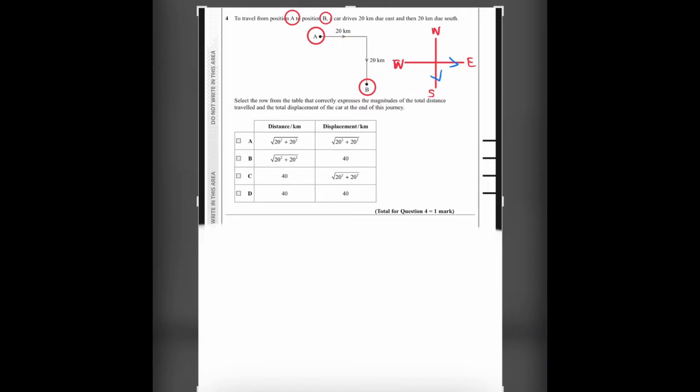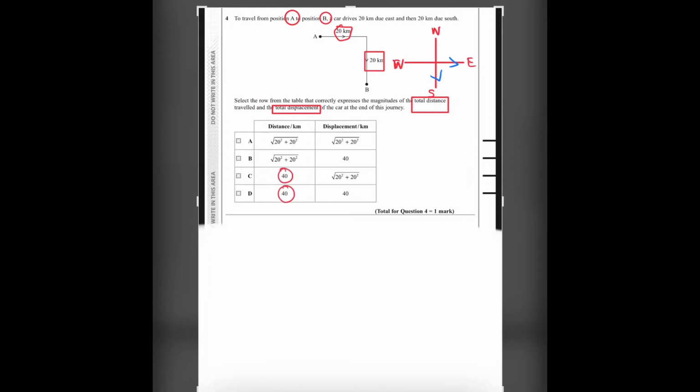So the question is, select the row from the table that correctly expresses the magnitude of the total distance traveled and the total displacement of the car at the end of the journey. So what is distance? Distance is basically the length of the way that we are covering, the total length, and displacement is basically the shortest length between 2 points. So if we take the distance here, it will be simply 20 plus 20, since the length of the way which the car is covering is simply 20 plus 20. So distance will be C or D.